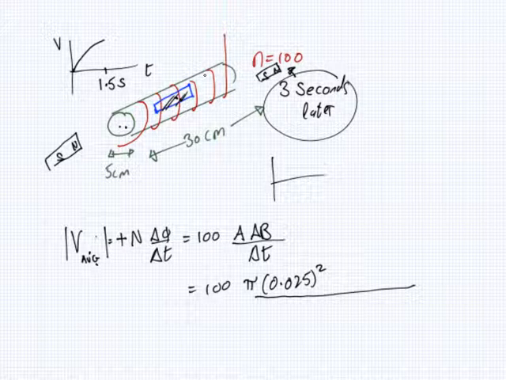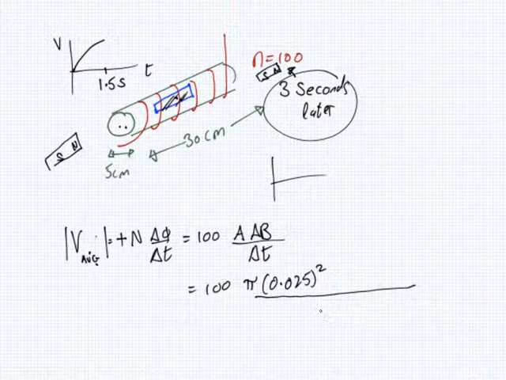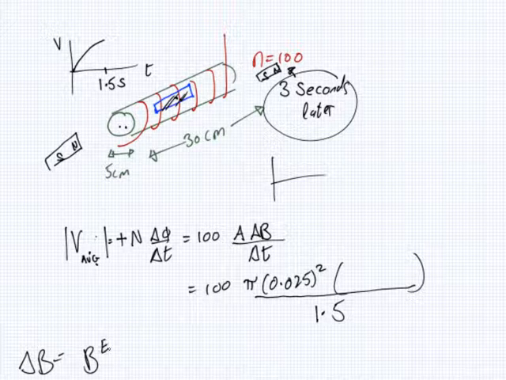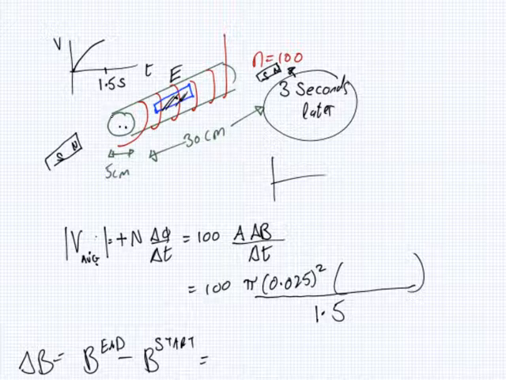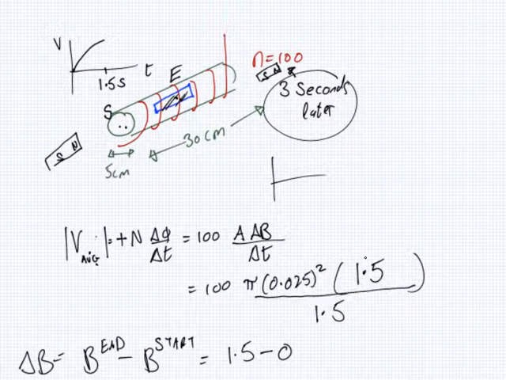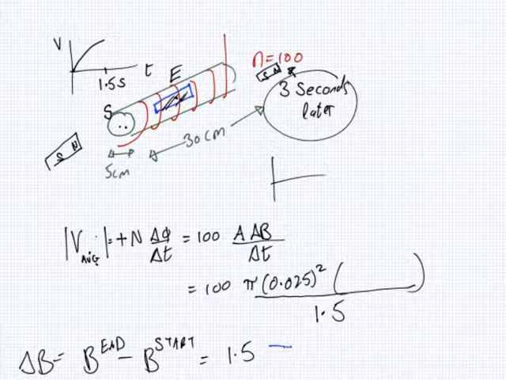Okay. All right. What's the time? 1.5. Now, what is the change in the B? Well, you could think about it like this. The change in the B is the B at the end minus the B at the start. Yeah. So what's the B at the end? And remember, this is the end, and this is the start. Start is 0. It's 1.5 Tesla at the end, and 0 Tesla at the start. Here the magnet's not in yet, and here the magnet is fully in.